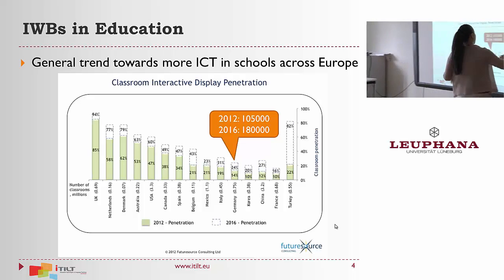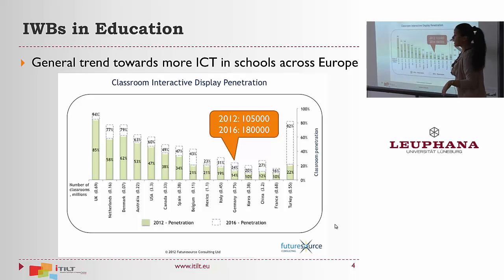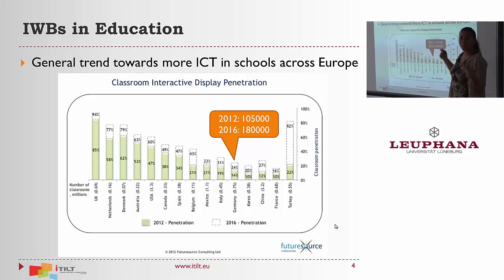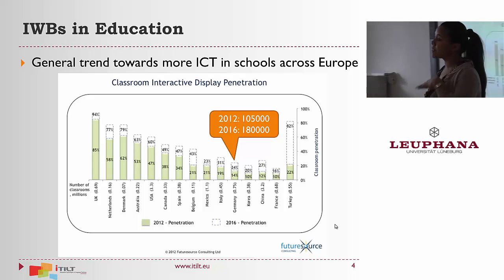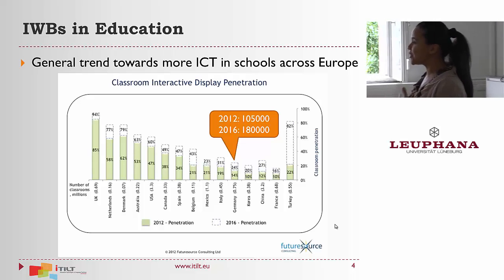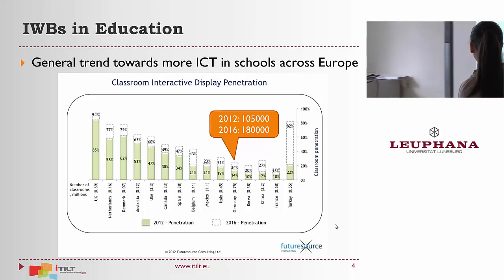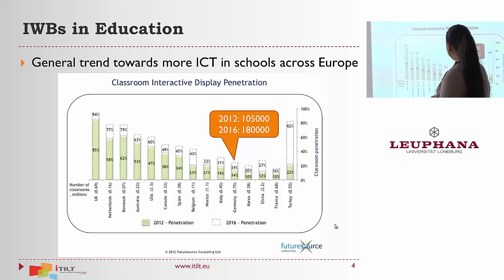Turkey, for example, 22%, but it's expected 82%. So there is a big investment nowadays. The government is putting lots of money on the purchase of interactive whiteboards in Turkey. So this is the situation in Germany.